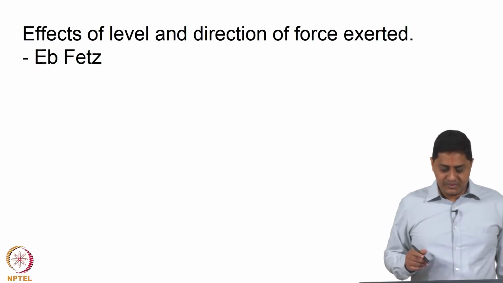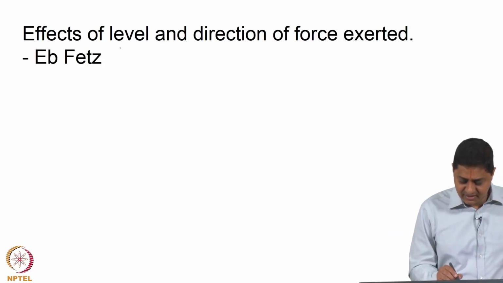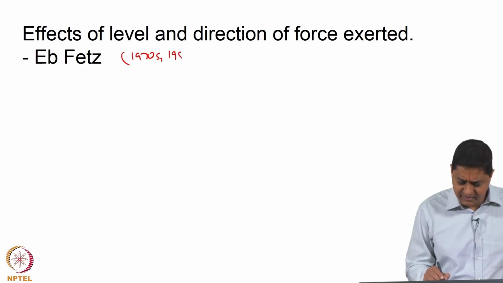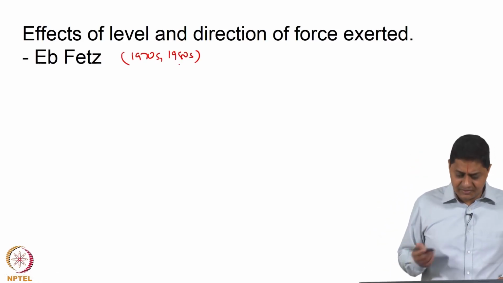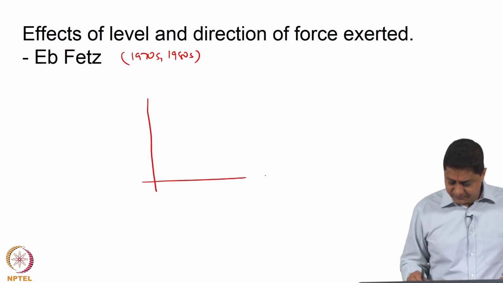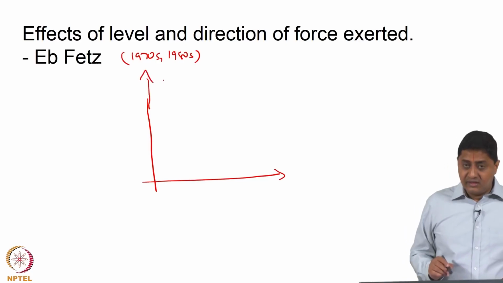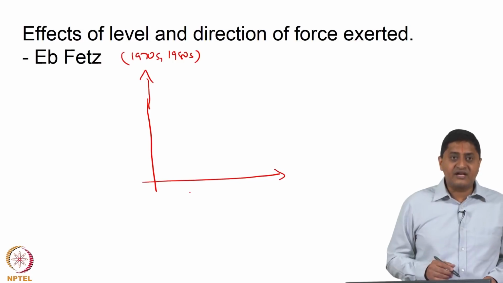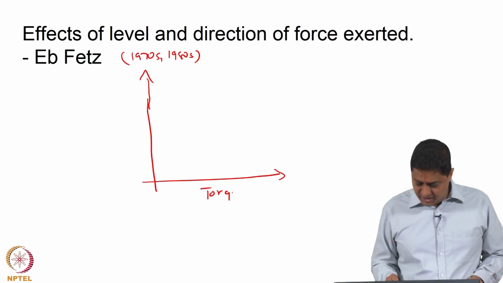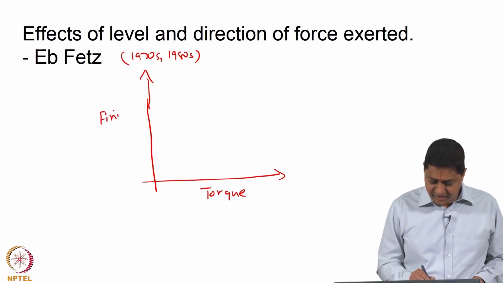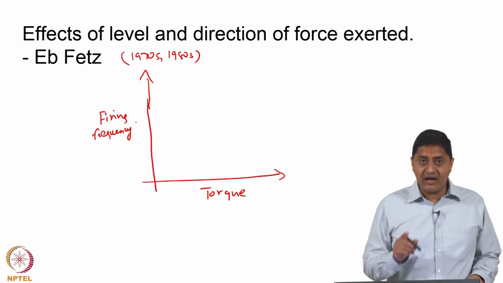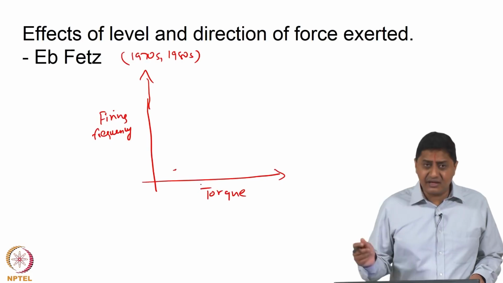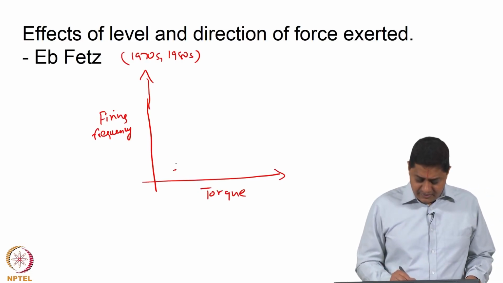Okay, what was also shown by Evarts and his colleagues, this is work from the late 1970s and early 1980s, is that the level and direction of force exerted is coded by the neurons in the primary motor cortex. Here, the different lines that I am going to draw represent the activity of different neurons. This is torque, and this is firing frequency. Each line represents the activity of one neuron. If you take one particular neuron, as the torque that needs to be produced increases, the firing frequency increases.